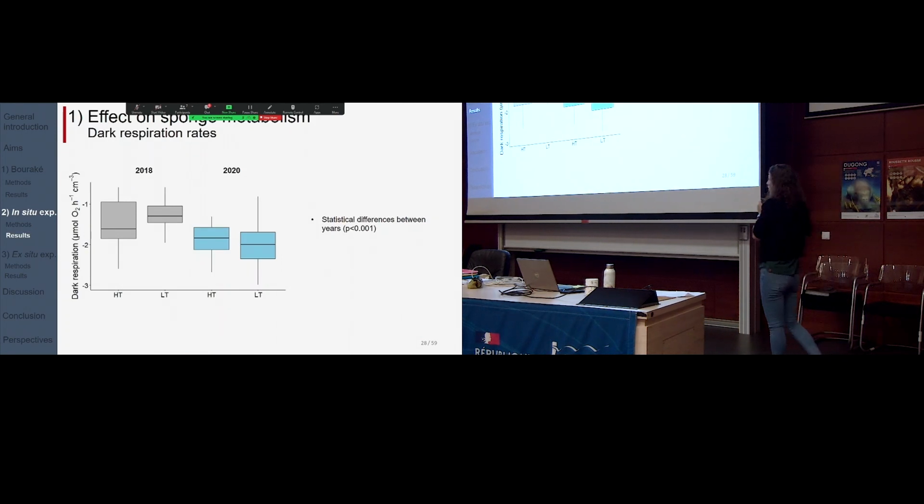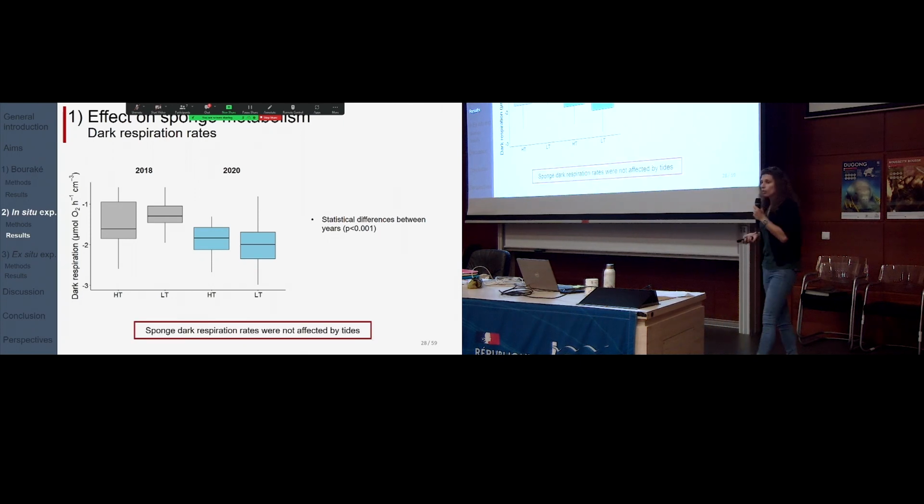Here we can see a box plot that represents the sponge respiration rates in 2018 and in 2020 during both high tide and low tide. Negative values correspond to oxygen consumption. Even if sponges respire a little bit more in 2020 compared to 2018, I did not find significant differences between tides. So the sponge respiration rate is not affected by the tide.